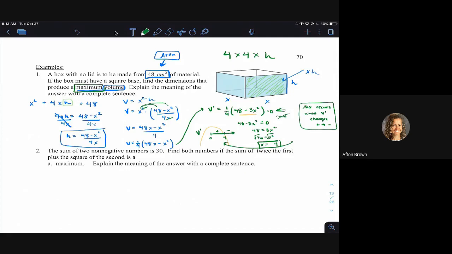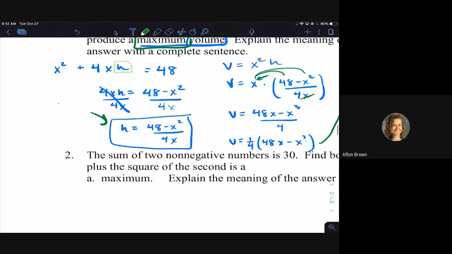How am I going to figure out the height if x is 4? Plug it into which one? The one that tells us height. So look over here. Here's our height equation. Height is 48 minus x squared divided by 4x. So we know x is 4, so we plug 4 in. So 48 minus 16 divided by 16. 48 minus 16 is 32 divided by 16.